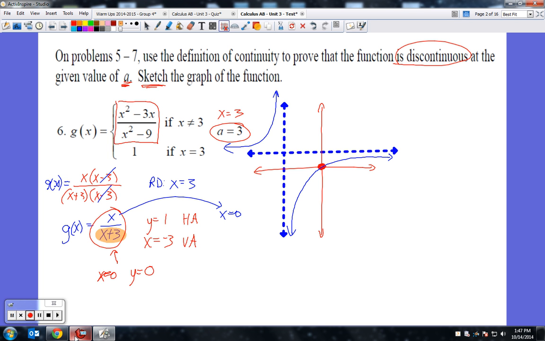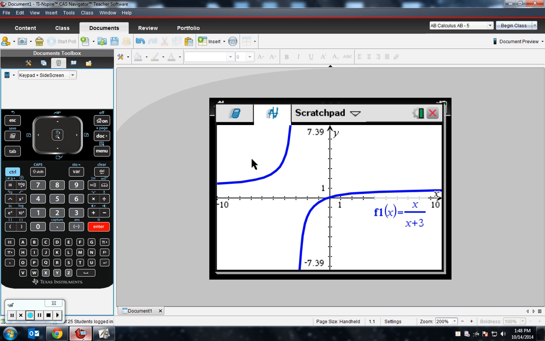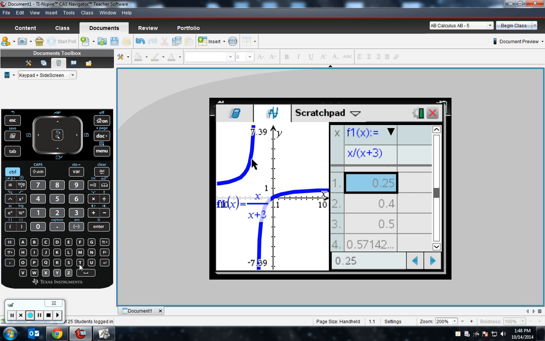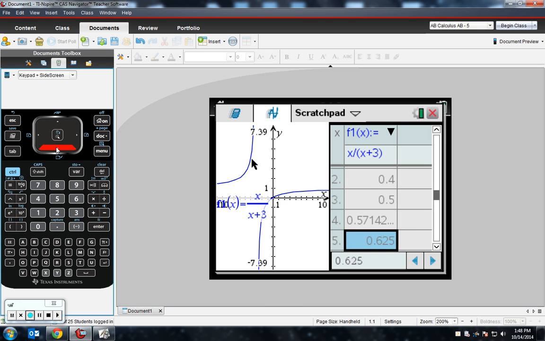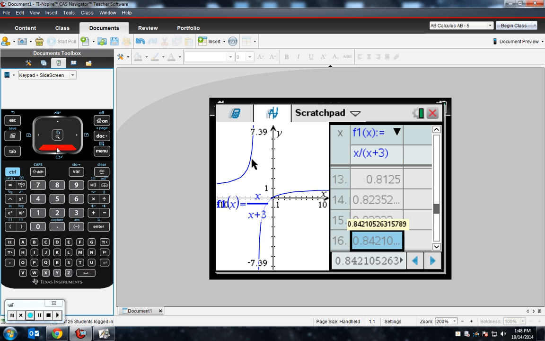And we're trying to show that it's discontinuous at x is equal to 3. So remember over here when we canceled, right here, there's our hole at x is equal to 3. Now the graph won't show it at x is equal to 3. It won't show a small little hole. But if we did go to the table, Control T, and we were just scrolling through, we could see at certain places it's not going to exist.